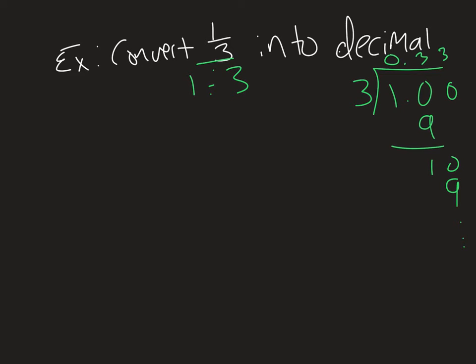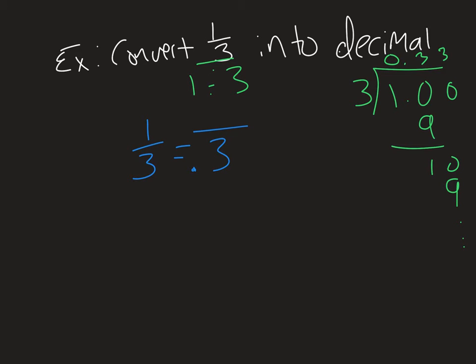So this is going to be a repeating decimal. It's not going to stop. I can just keep doing this, 10, then 9, 10, then 9. It never is going to stop. So a way we write this in mathematics, 1/3 is equal to 0.3 repeating.